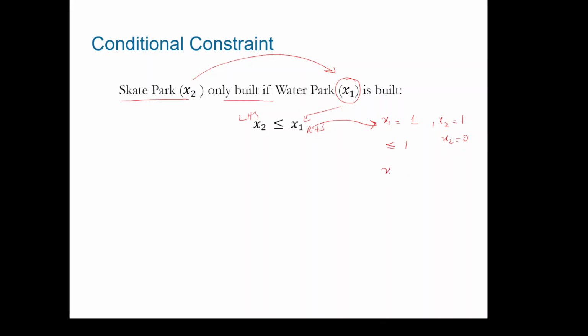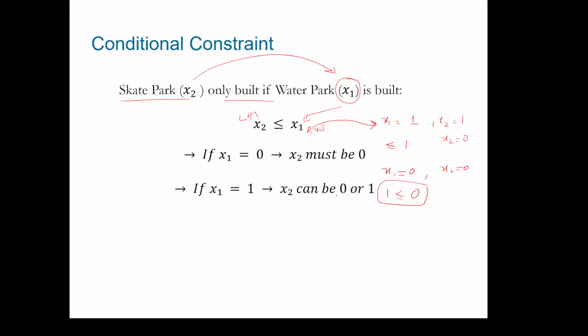But if x1 is 0, then x2 must be 0, because if we say x2 is 1 and x1 is 0, this equation becomes wrong. It becomes false. So if x1 is 0, x2 must be 0. If x1 is 1, x2 can be 0 or 1. So this is a very important constraint called a conditional constraint.